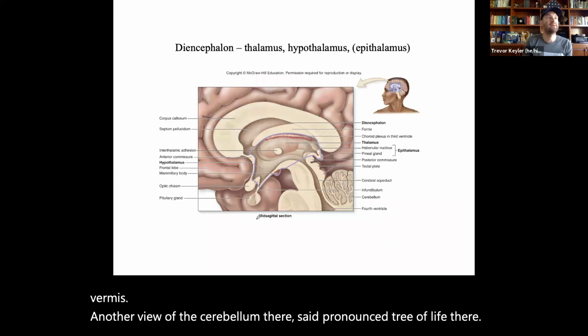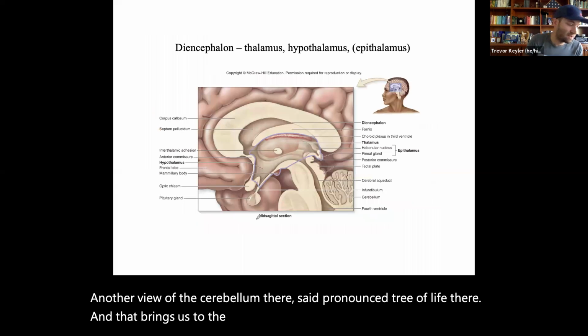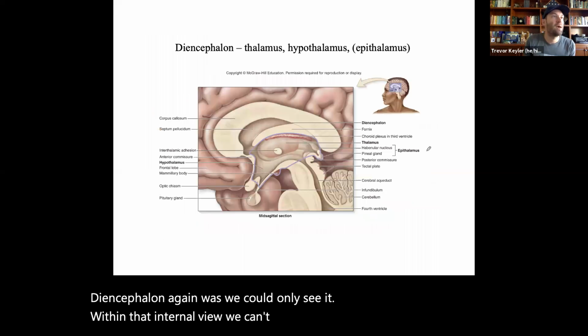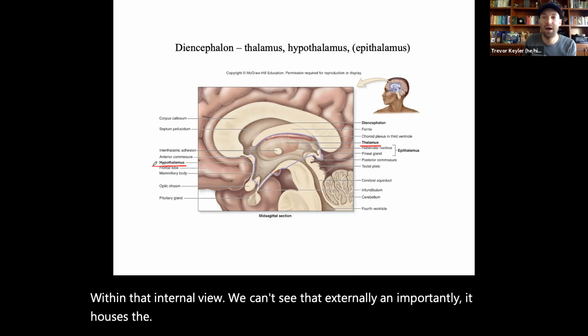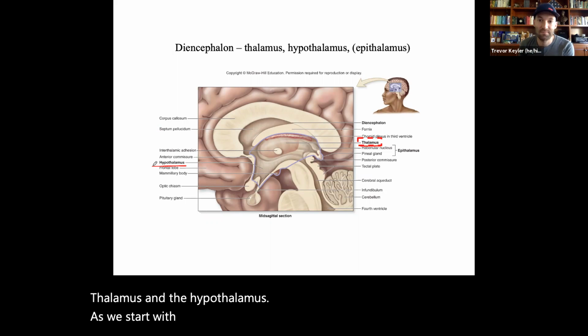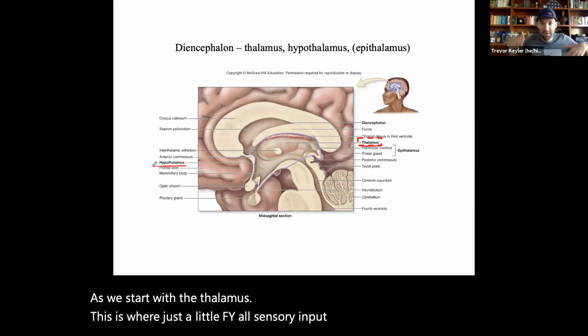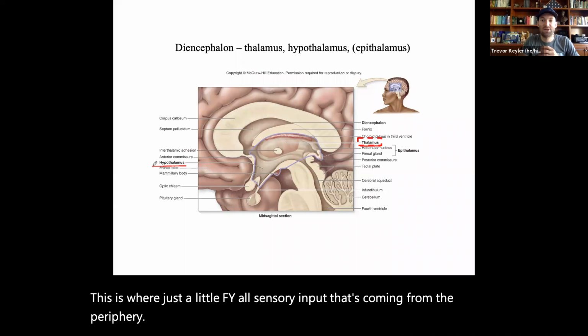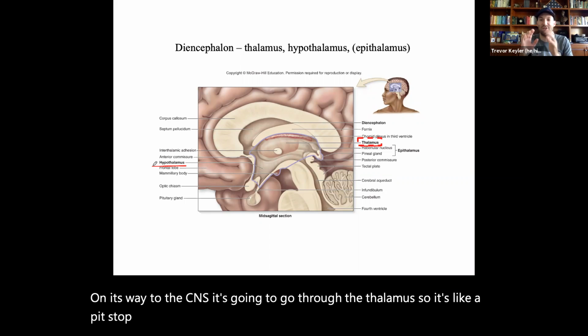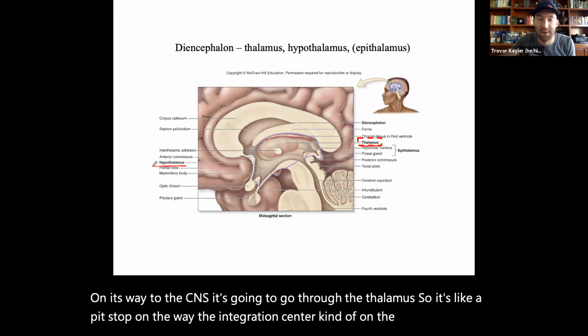And that brings us to the diencephalon. The diencephalon, again, we could only see within that internal view. We can't see that externally. And importantly, it houses the thalamus and the hypothalamus. So we start with the thalamus. Just a little FYI, all sensory input that's coming from the periphery on its way to the CNS is going to go through the thalamus. So it's like a pit stop on the way, the integration center kind of, on the way to the cortex of the brain.